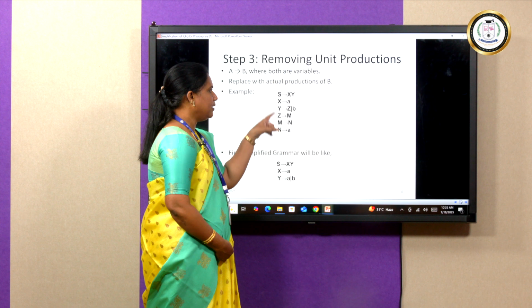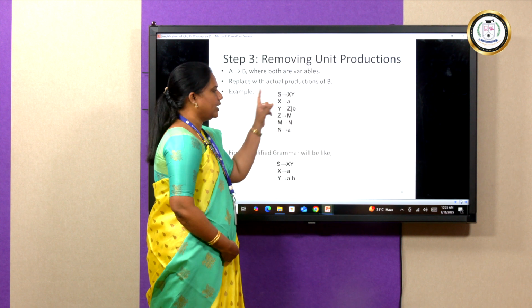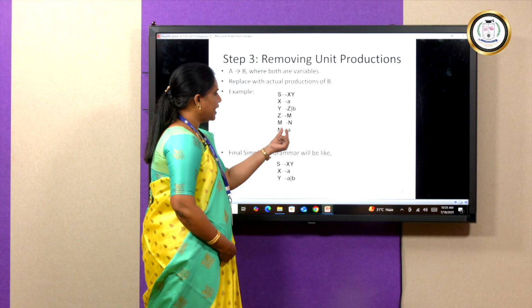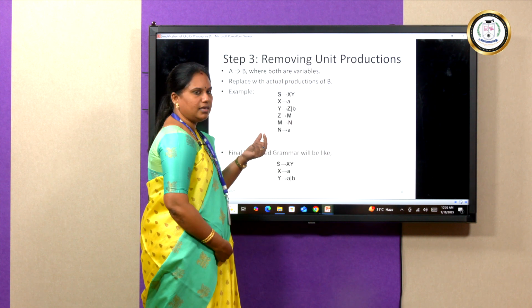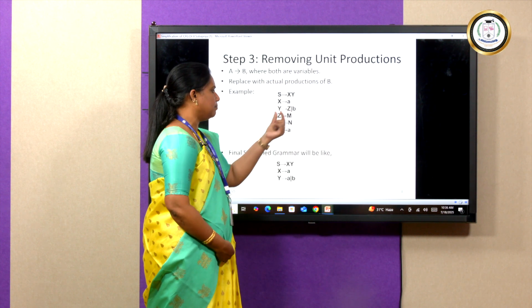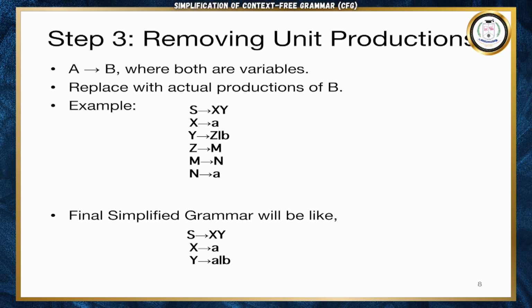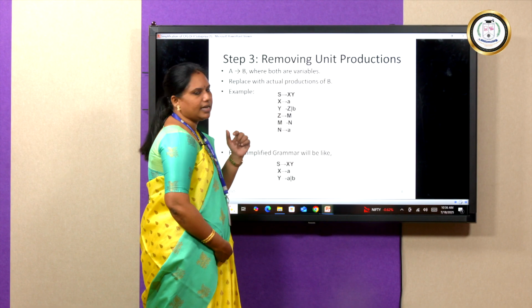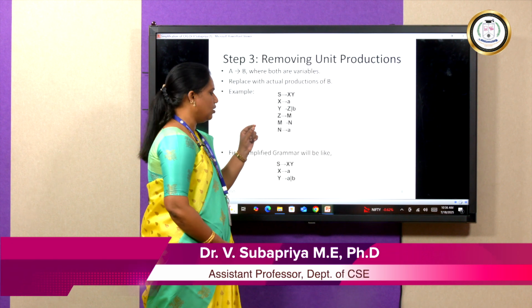So this could be replaced as S tends to XY, X tends to A, Y tends to A or B. Why am I saying Y tends to A or B? Because Y tends to Z initially, Z tends to M, M tends to N, and in turn N tends to A. So, instead of writing so many productions in between, we can directly write Y tends to A or B.